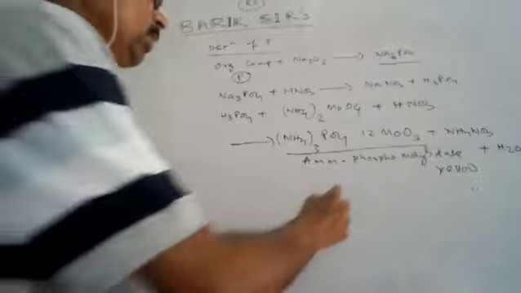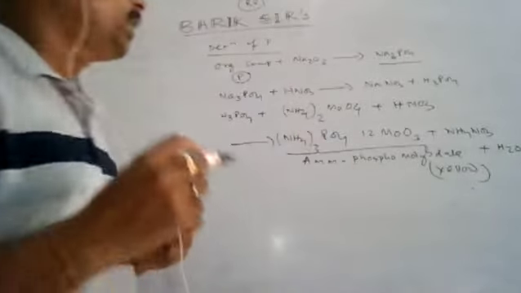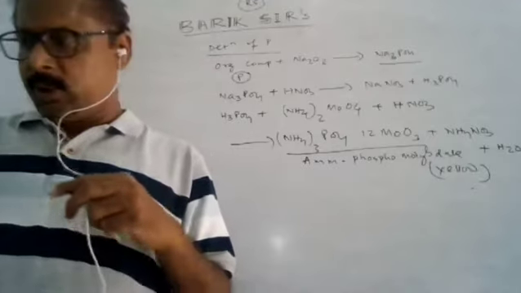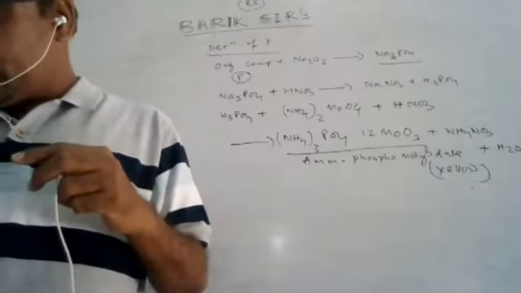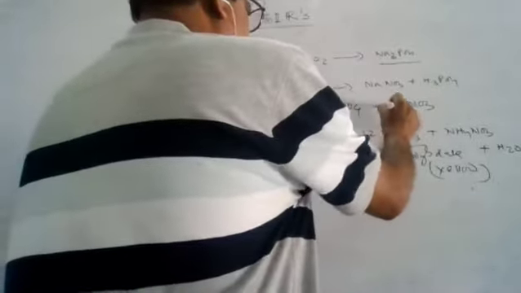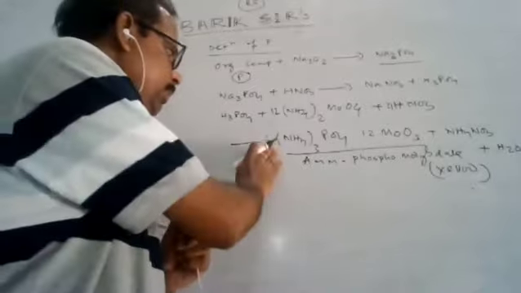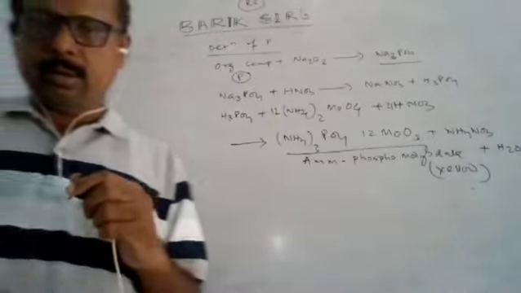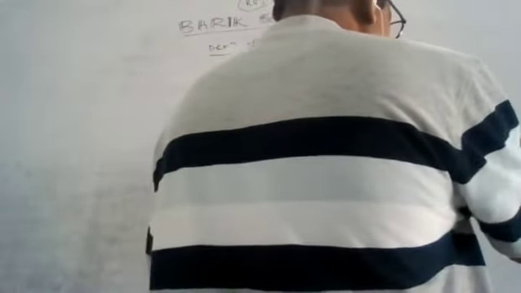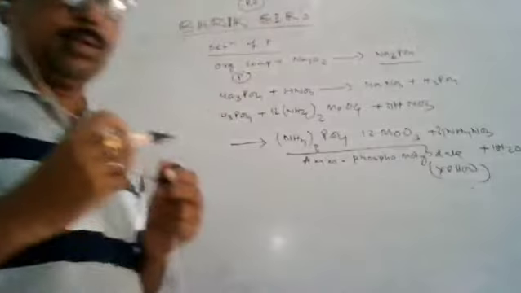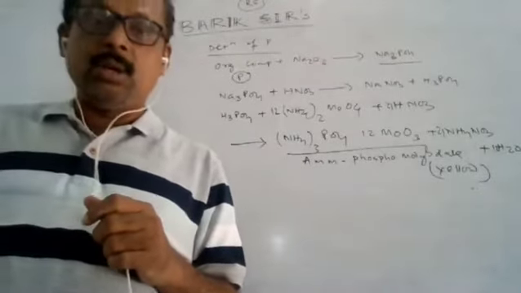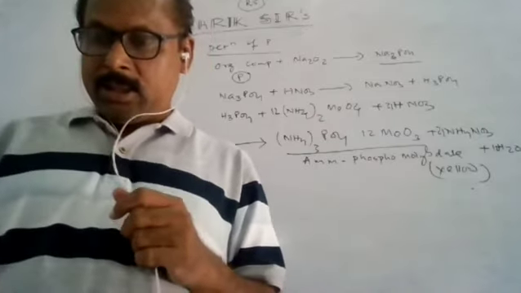The formation of this yellow precipitate indicates that phosphorus is present in the organic compound. That is how the presence of phosphorus in an organic compound can be detected. We can balance it also: that will be 12 and 21. I am just telling you the balance. This way it can be balanced, and this is all about the qualitative analysis.